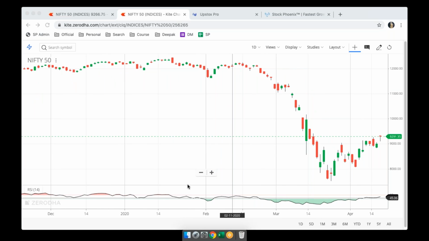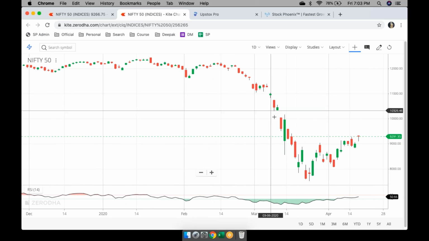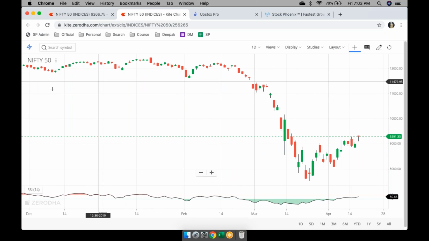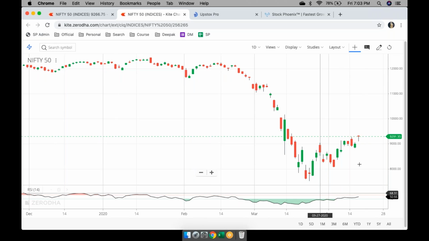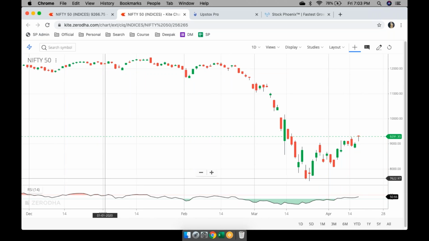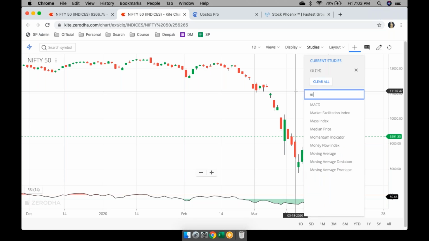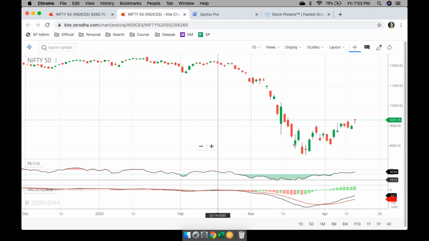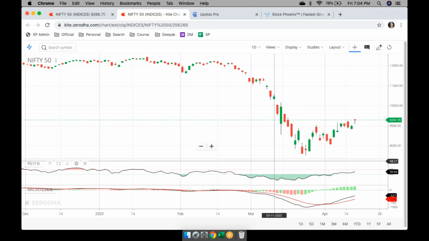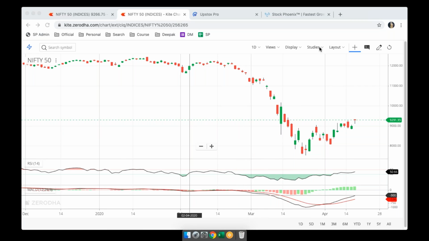So this is RSI. Now, all the indicators which are going to come over the chart are called overlays, and all the indicators which we add below the chart are called underlays. For example, if I add MACD, this is called an underlay. Again, it will come below the chart, below the candlestick pattern. This segment will be different. I'll come back again.